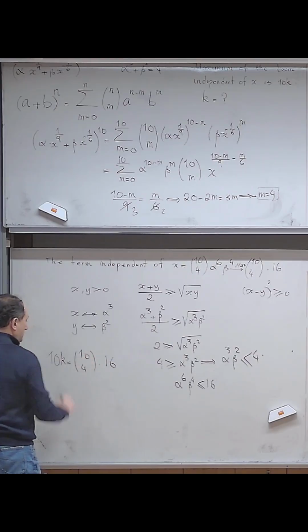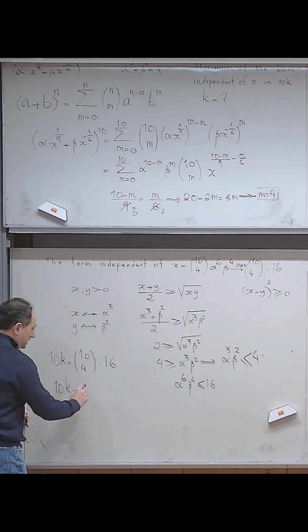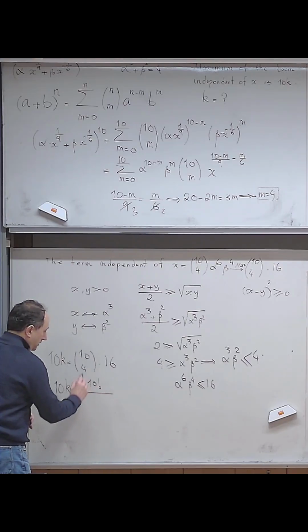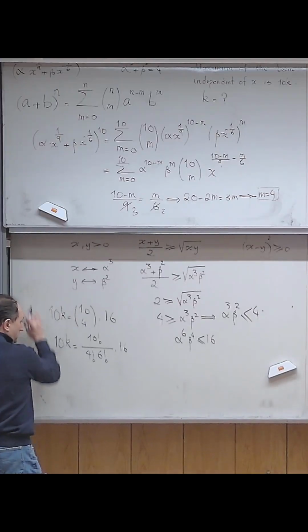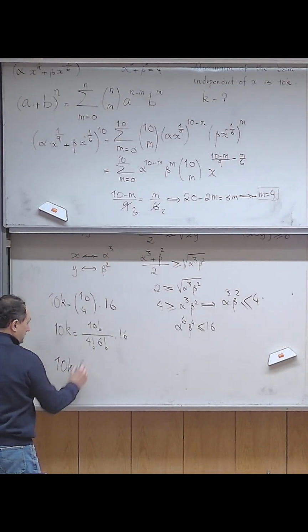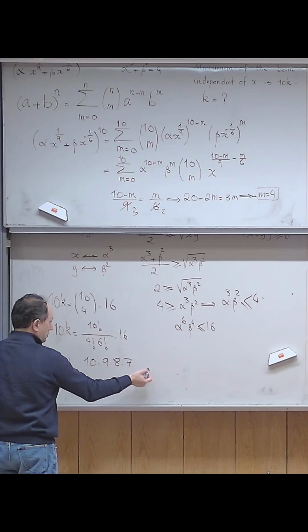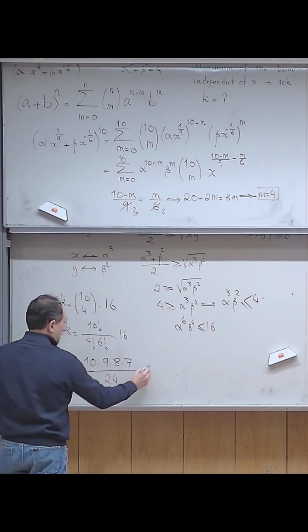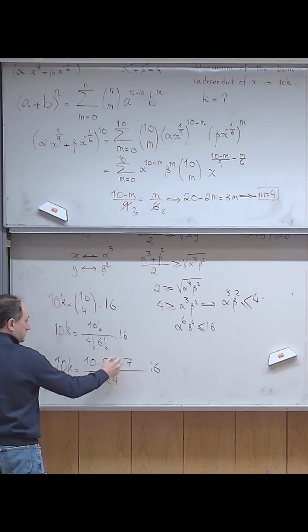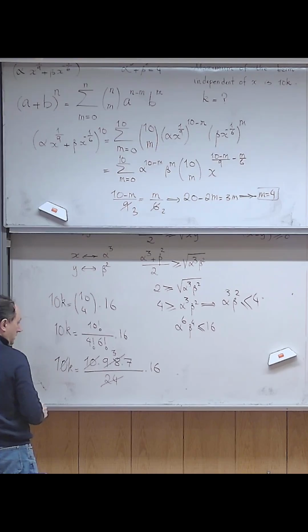So let us solve this for k. This is 10 times k. The right hand side is 10 factorial divided by 4 factorial times the difference, 6 factorial, times 16. But let us try to simplify that. So the left hand side is 10k, the right hand side is 10 times 9 times 8 times 7 times 6 factorial. But that 6 factorial cancels this one. 4 factorial is 24, times 16. 9 times 8 is 72. 72 and 24, 3 times. And this 10 and that 10 are cancelled.